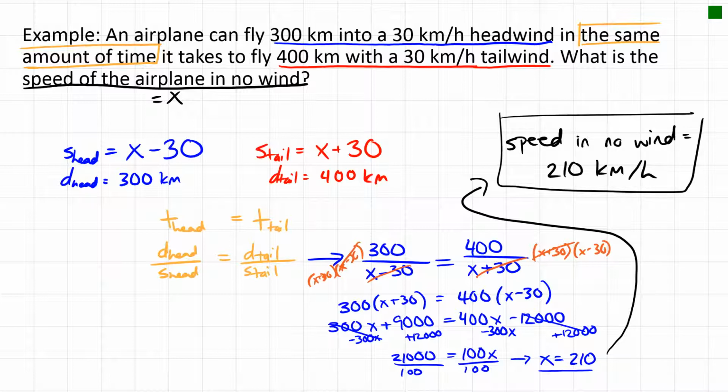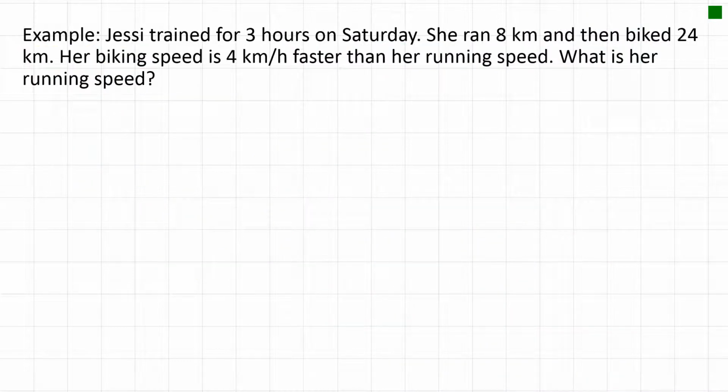So that's an example of solving one of these speed problems by setting up a rational equation and then solving that equation. We have one more motion example. Jessi trained for 3 hours on Saturday. She ran 8 kilometers and then biked 24 kilometers. And we're told that her biking speed is 4 kilometers per hour faster than her running speed. So we want to know, what is her running speed?